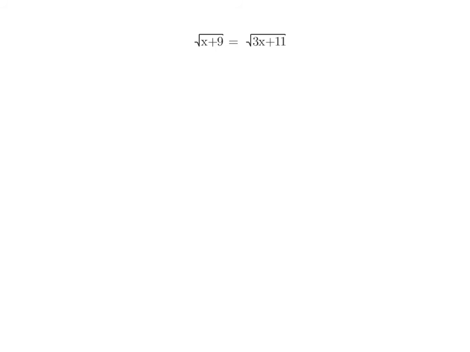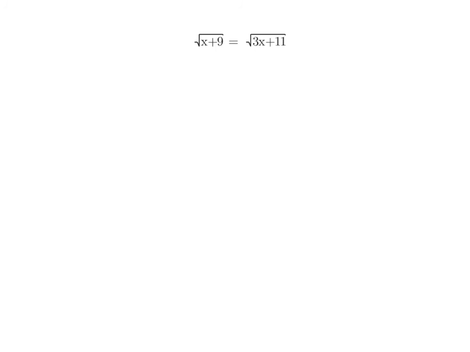I'd like to look at one final example before we wrap up our notes today. So we're going to look at the equation: the square root of the quantity of x plus 9 is equal to the square root of the quantity of 3x plus 11. Now our first step is to isolate the radical expressions in the equation.